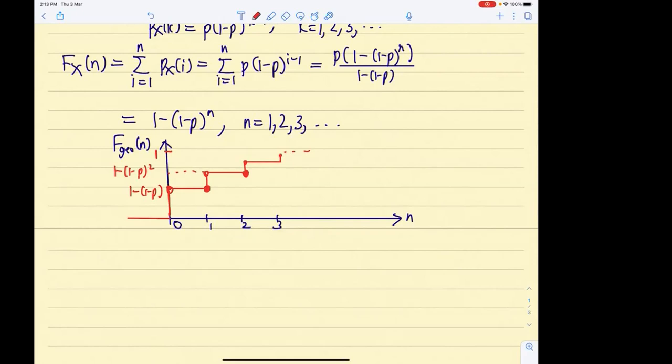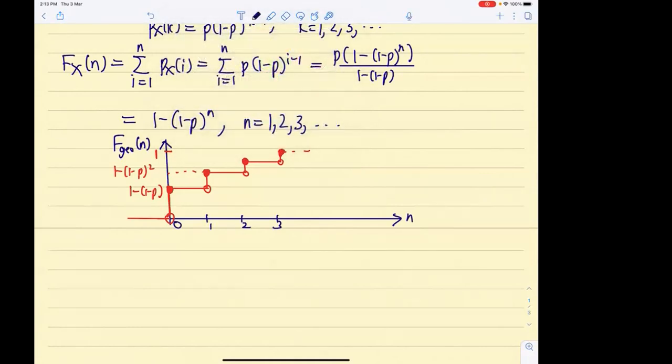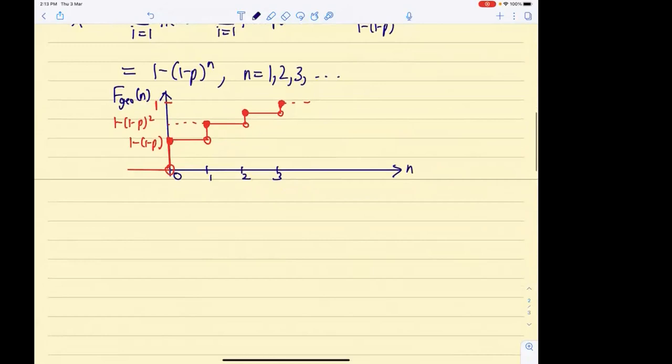Okay, so it is, as you can see, right continuous, so this has to be solid, this has to be empty, solid, empty, solid, empty, and so on. This is always non-decreasing, and in particular, it's flat here. Basically, it increases at the integer values. So there is one particular example of a common random variable. You can easily find its CDF.